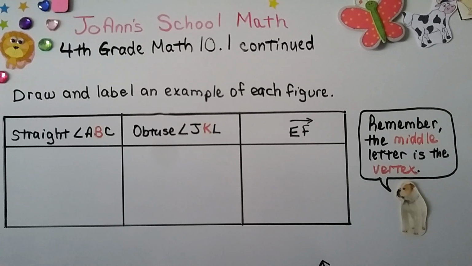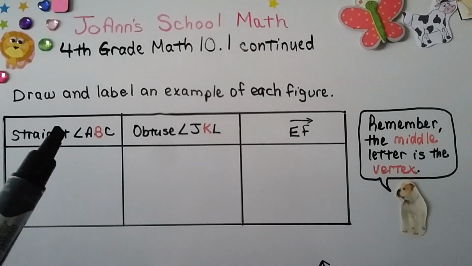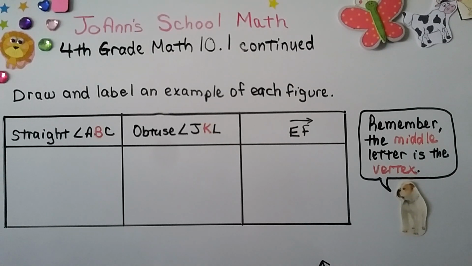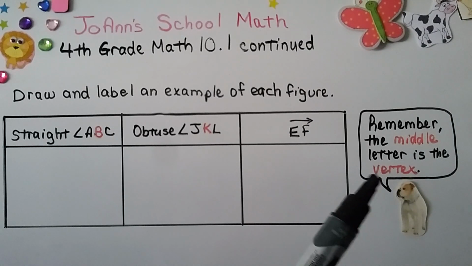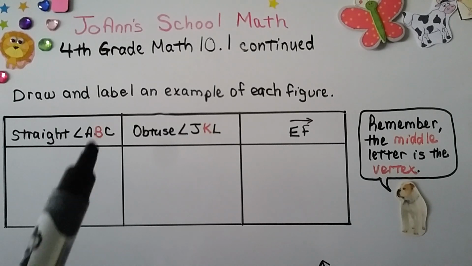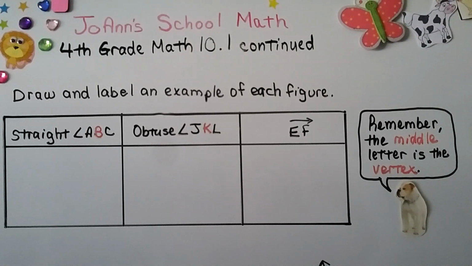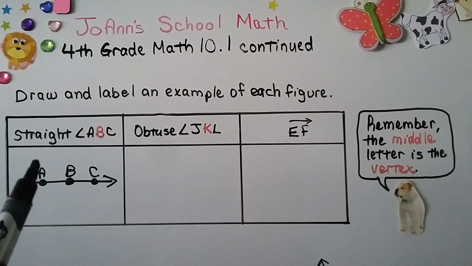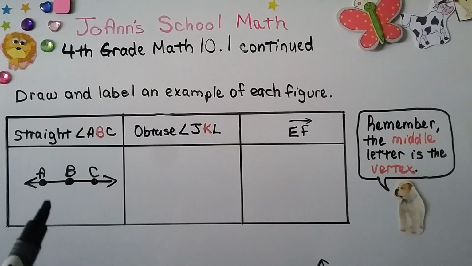We need to draw and label an example of each figure. So we need to draw a straight angle ABC. Remember, that middle letter is the vertex. A straight angle looks just like a straight line, doesn't it? It'll have a center point where the vertex is. And we need to put points A and C on the line. So we have straight angle A, B, C.